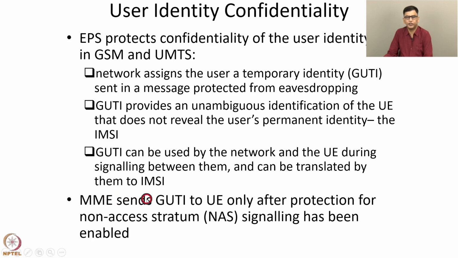The MME sends GUTI to UE only after protection for the non-access stratum signaling has been enabled. Recall that non-access stratum signaling is the signaling between the MME and the UE. So, only after this has been enabled, the MME sends the GUTI to the UE. So, this prevents an intruder from obtaining the value of the GUTI. Hence, the intruder is not able to track the UE. Thus, by using a temporary identifier, namely the GUTI, in place of the IMSI, one can prevent intruders from tracking the subscribers.